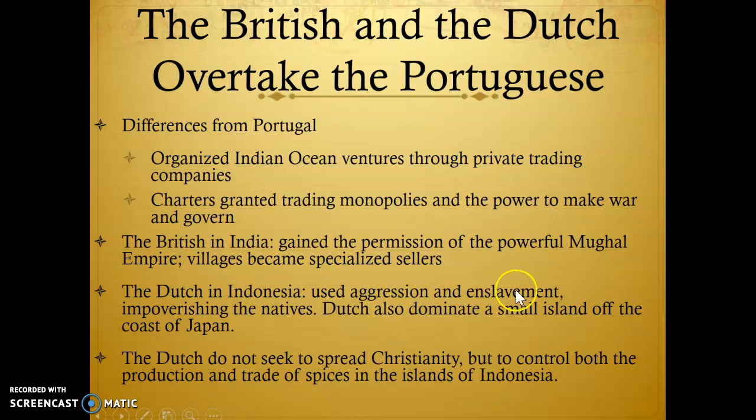There is conflict, there is enslavement, there is impoverishing of the natives. You can really largely say that the Dutch look to Indonesia to control the spice trade. They make decisions about how much nutmeg, where the nutmeg goes, and the indigenous population is really heavily affected by this. So crimes against humanity, genocide, those types of things do occur.